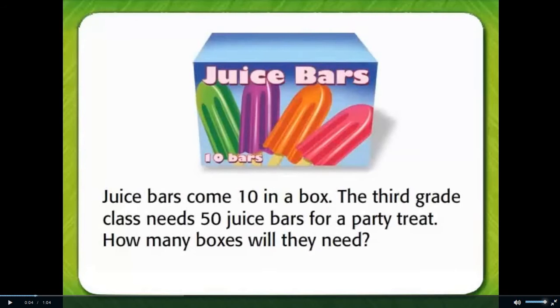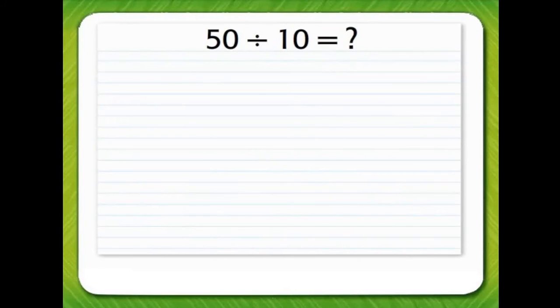Let's start with the first example in your book, page number 345. Juice bars come 10 in a box. The third grade class needs 50 juice bars for a party. How many boxes will they need? We need to find 50 divided by 10.